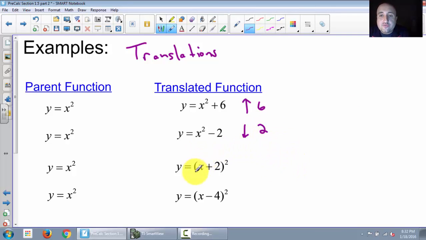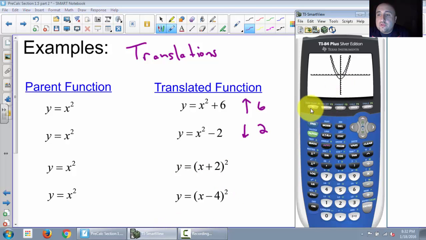Now let's see what happens if we say (x + 2) squared. So I'm going to get rid of this one. Okay, so we still have our parent function y = x squared. Now we're going to add a number directly to the x. So let's say plus 2, and then we're going to square it. So we've taken our x and we've added 2 directly to the x, not the whole function like the plus 6 and minus 2. We're going to add it directly to the x. So let's see what this does.